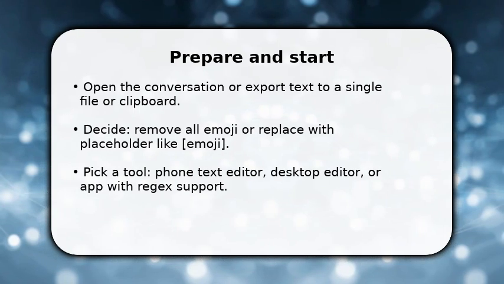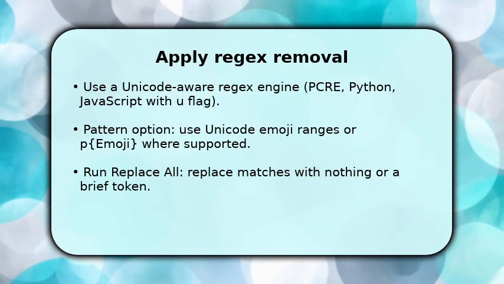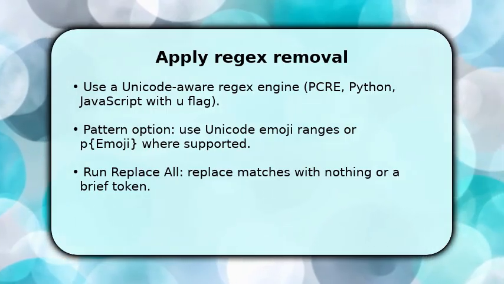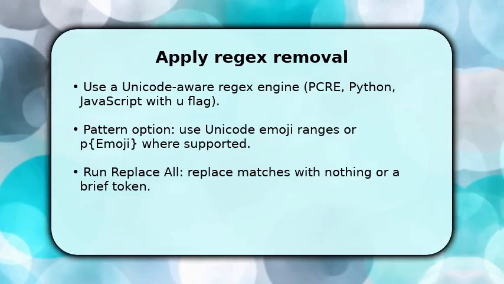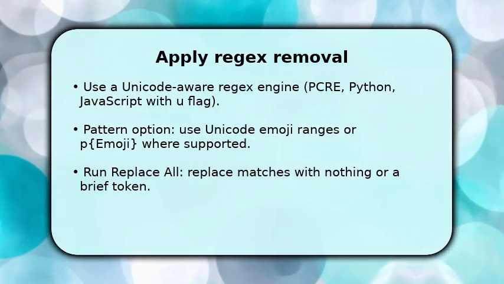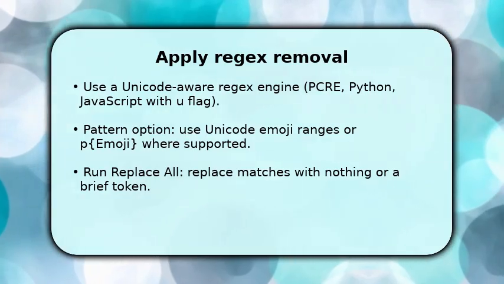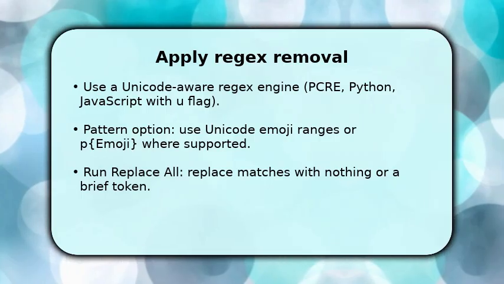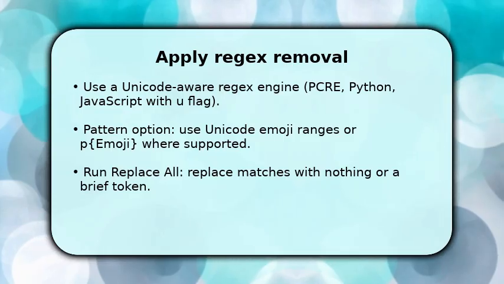Now you run the actual removal using a Unicode-aware regex. If your tool supports Unicode properties, use a pattern like \p{Emoji} with the u flag. Otherwise, apply a curated emoji range pattern. Once the pattern is set, perform replace all and either leave matches blank to delete them or insert your chosen placeholder. Make sure to preview a few replacements so you don't accidentally strip punctuation or language.